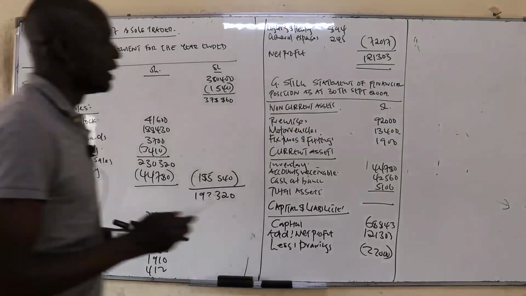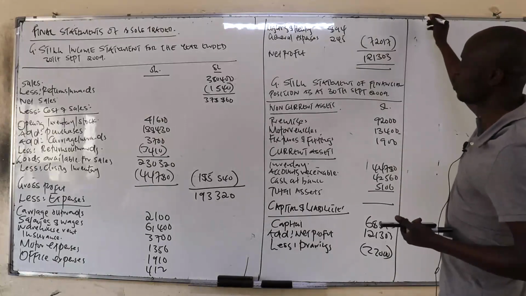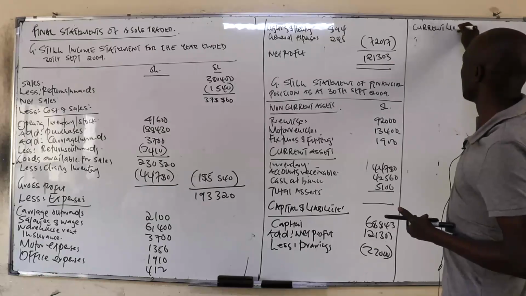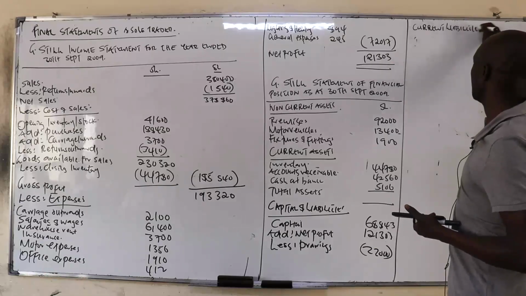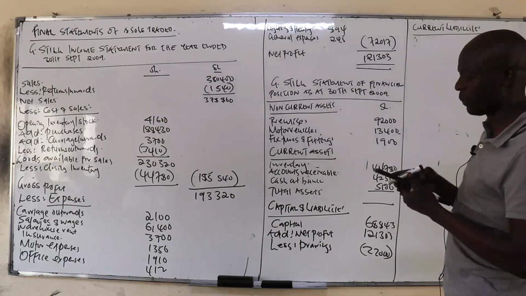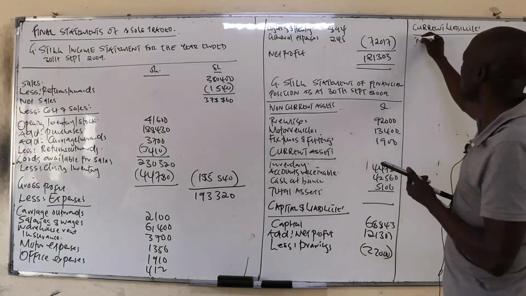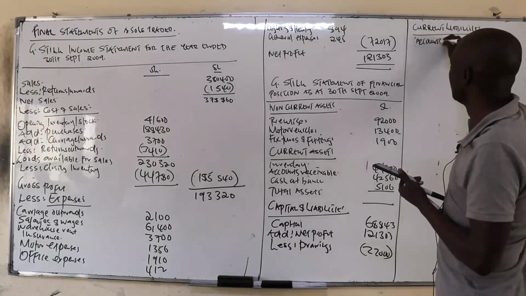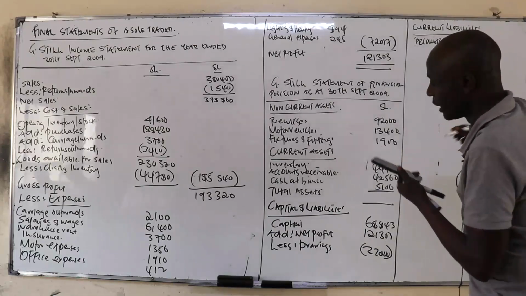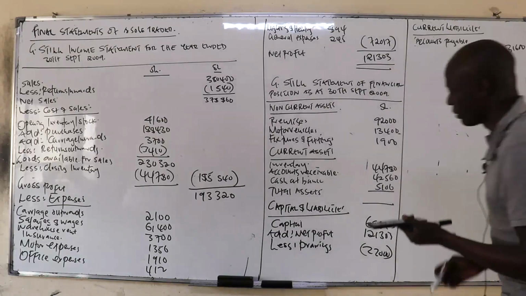Then here, if there is non-current liabilities, you list them. In this question, we don't have. So you can write your current liabilities. You list your current liabilities. Current liabilities, we have accounts payable or trade payables or creditors. So we write here accounts payable. How much is it? 31,600. So anyone who has added these ones?